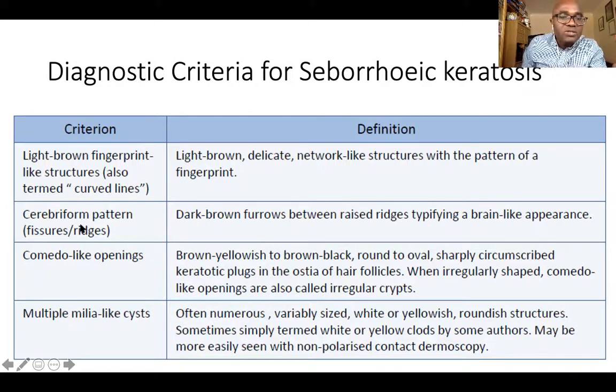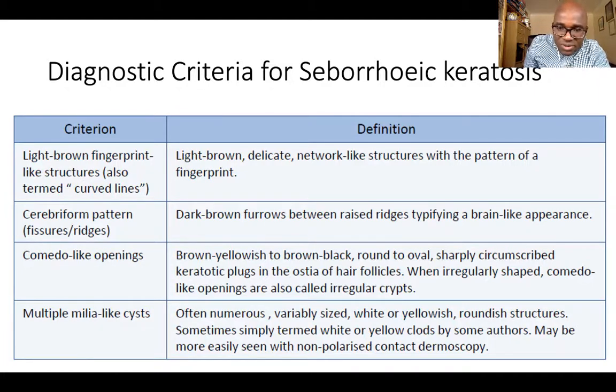Has this lesion got a cerebriform pattern? Cerebri as in the brain. Does it look like the brain? Fissures and ridges on the brain, in a dark brown furrows pattern, raised or like a brain appearance. This is a likely seborrheic keratosis criterion. The third thing is: has it got comedone-like openings, which usually will be yellowish to brown or black, round to ovoid, sharply circumscribed plugs at the ostia of the hair follicle.